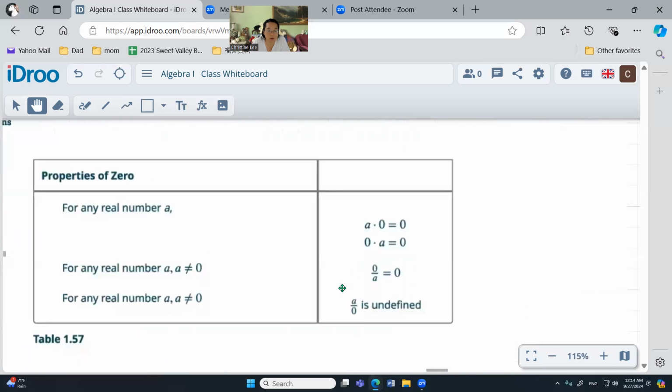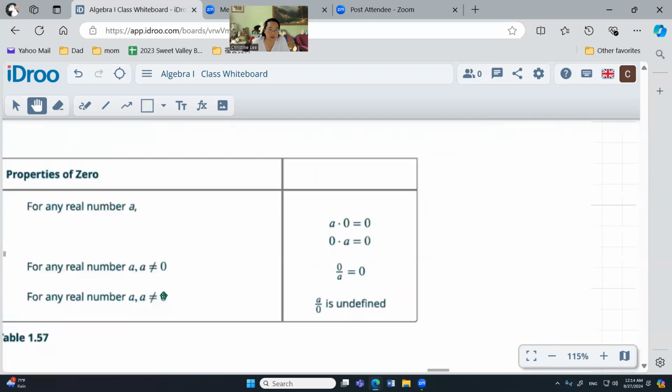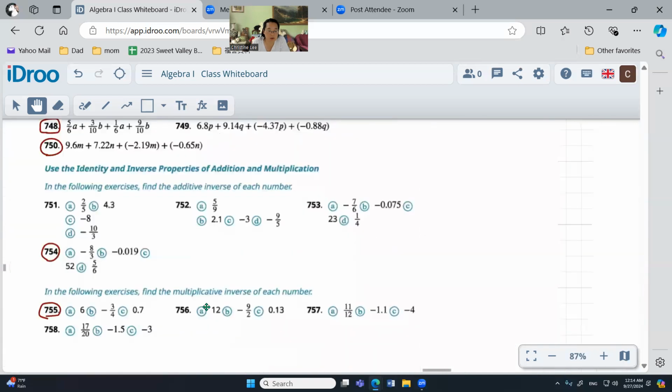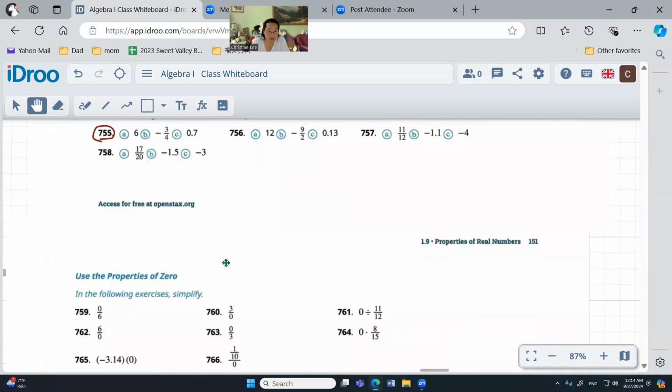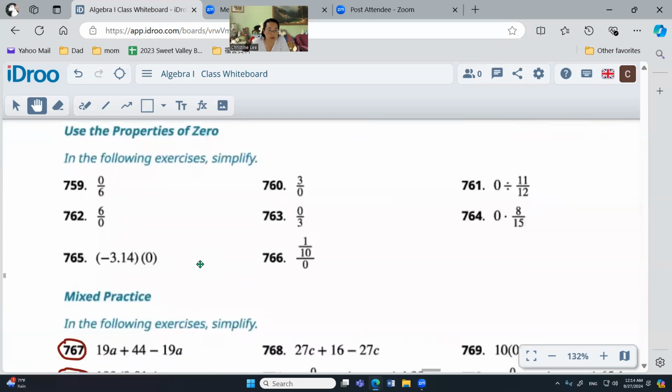Properties of 0. Okay, anything times 0 will be 0. If 0 is divided by something, 0 on top is 0. 0 on the bottom is called undefined. Yeah. Okay, right now I'm too sleepy, so next time I'll explain that. But just remember, 0 on top is 0. 0 on the bottom is called undefined.